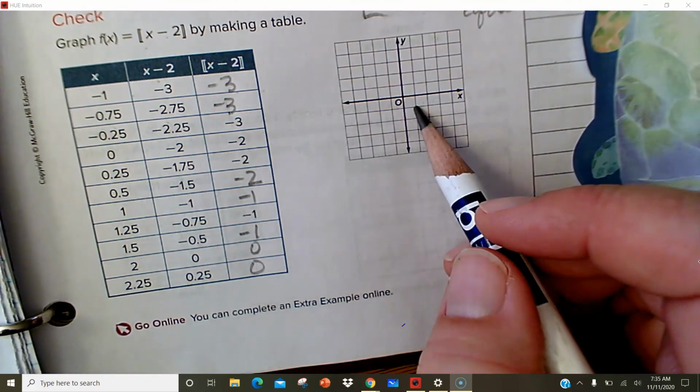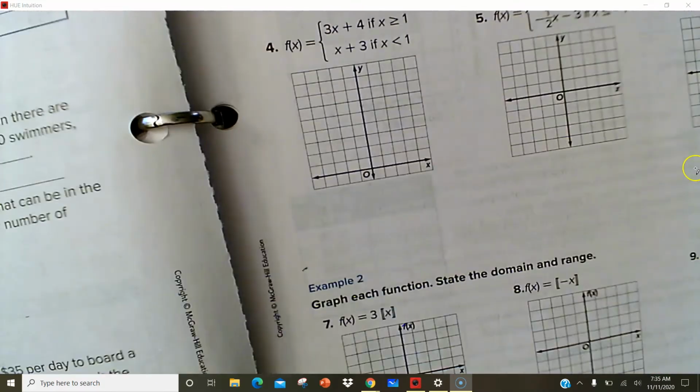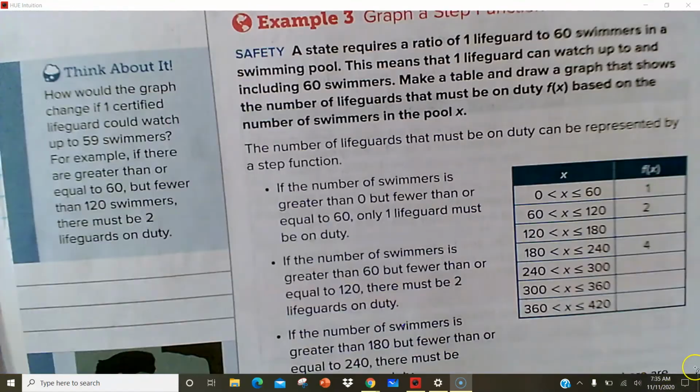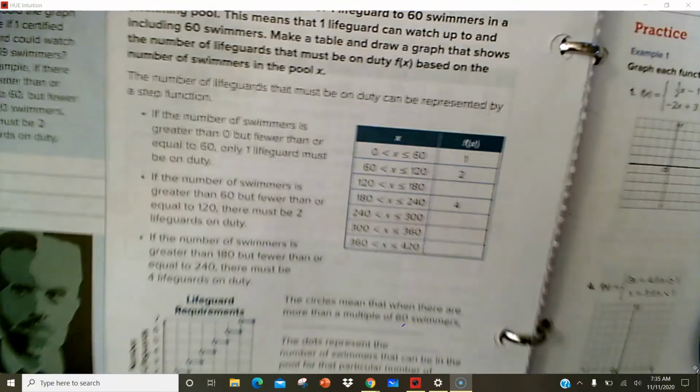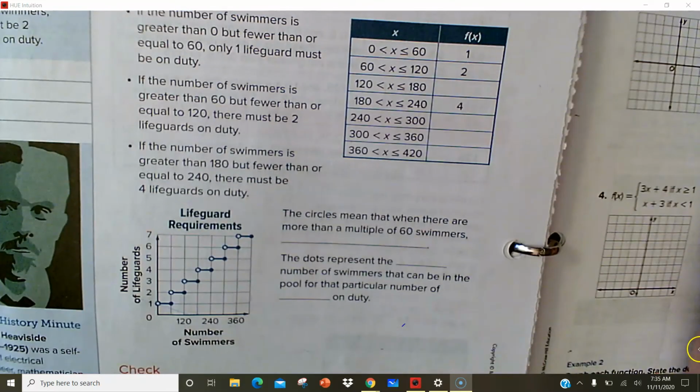So go ahead and graph that. I'll check that in class. And that's all I wanted to share with you. Oh, wait. Next page. Sorry, I lied. Here's the next page, which is our example of a stepwise function. I think this one we'll do in class, but I want you to try and do the check on your own. Read through that and try and do the check on your own.